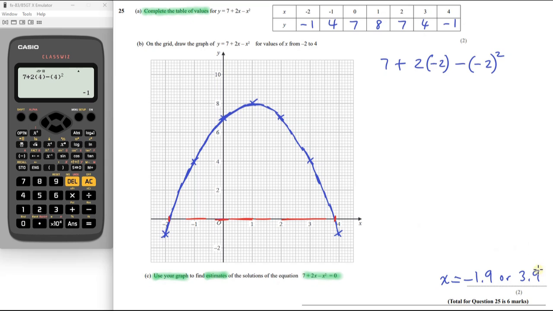And there will be some margin for error on this. You'll probably be allowed within sort of 0.2 of each one. So you might have a slightly different answer, but if you're close to these values, then you probably have got the right answer, and you'll probably get the full marks.